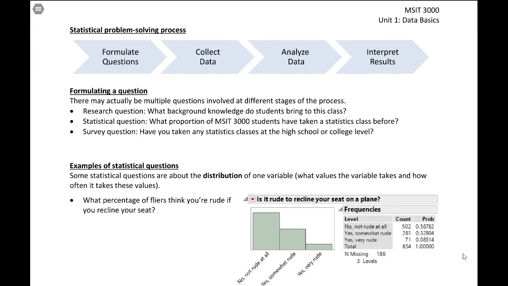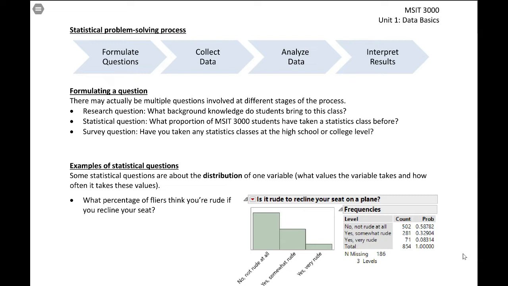The third step is analyzing data. So that's what people generally think of as statistics, calculating numerical summaries, making graphs, that kind of thing. And the fourth step is interpreting the results. So this really goes back to how the data were collected. So what conclusions can we actually draw based on this data, and what are our limitations?